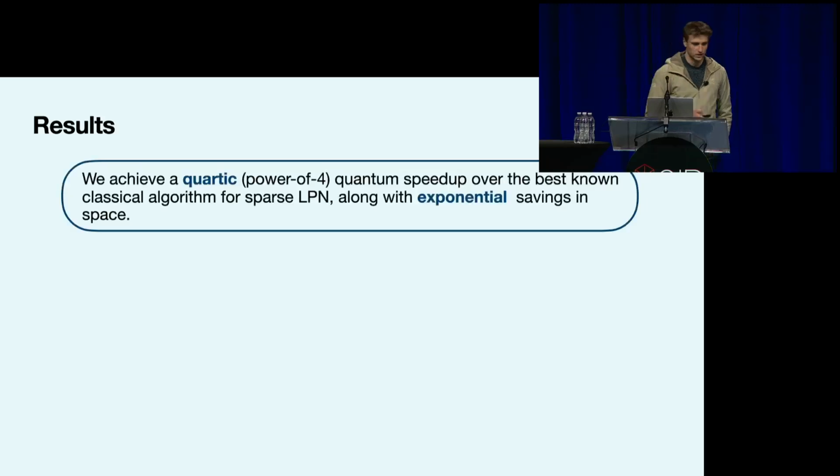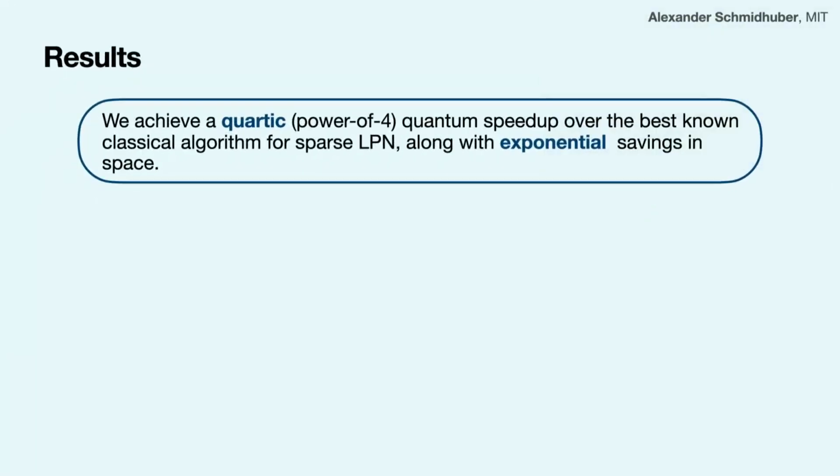Okay, so here what we achieve for this problem is a quartic, degree 4, quantum speedup over the best known classical algorithm for solving k-sparse LPN. And additionally, our algorithm achieves an exponential saving in space over that same best known classical algorithm.